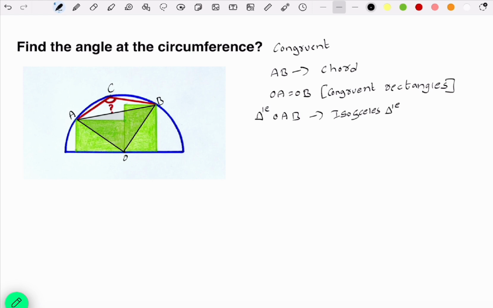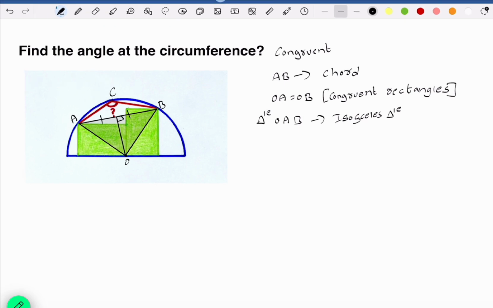Let's draw an altitude from O to AB. Now you have to remember one of the important properties of isosceles triangles. In isosceles triangles, the altitude divides the base into two equal parts. So if we name the intersection point as D, then AD and BD are equal.